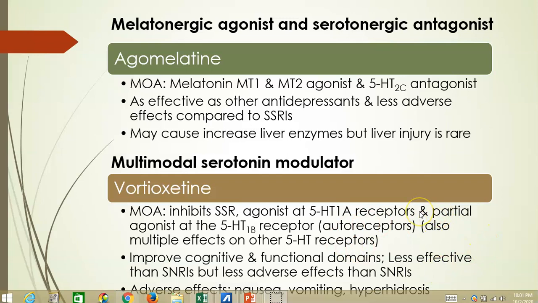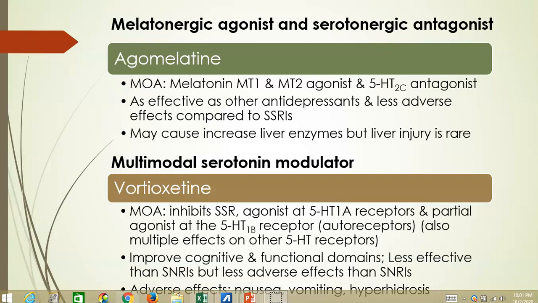So I'm going to go briefly over this other class of drugs. This one is called the melatonergic agonist and serotonergic antagonist. So agomelatine is an example. What agomelatine does is that it works as an agonist at the melatonin 1 and melatonin 2, short form as an MT1 or MT2 agonist. And they're also antagonists at 5-HT2C.